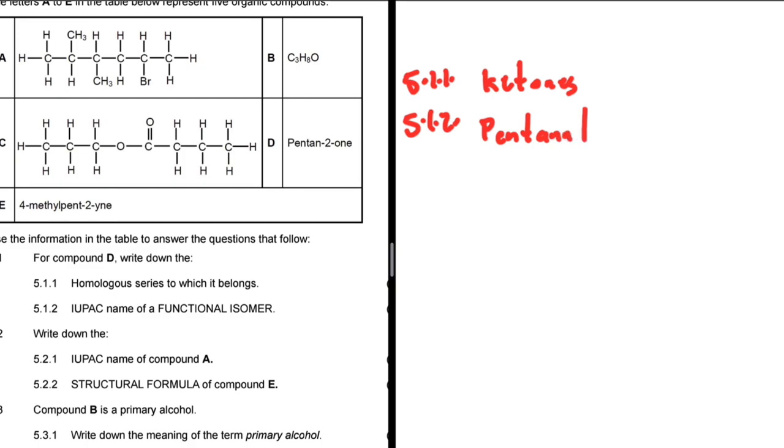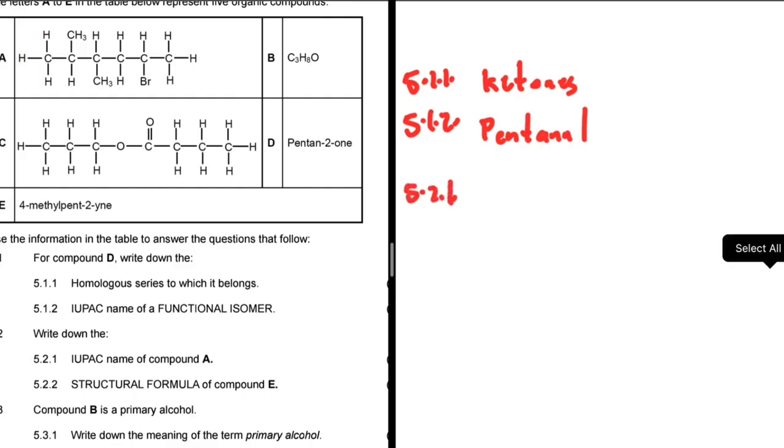Obviously, you can have other aldehydes with 5 carbons that are not pentanal. For instance, 2-methyl-butanol would also be a functional isomer to pentan-2-one. But the obvious answer should be pentanal. That is 5.1.2.